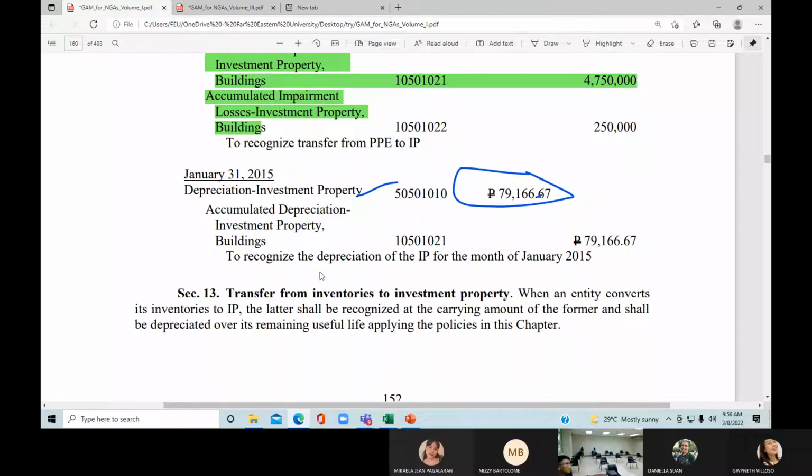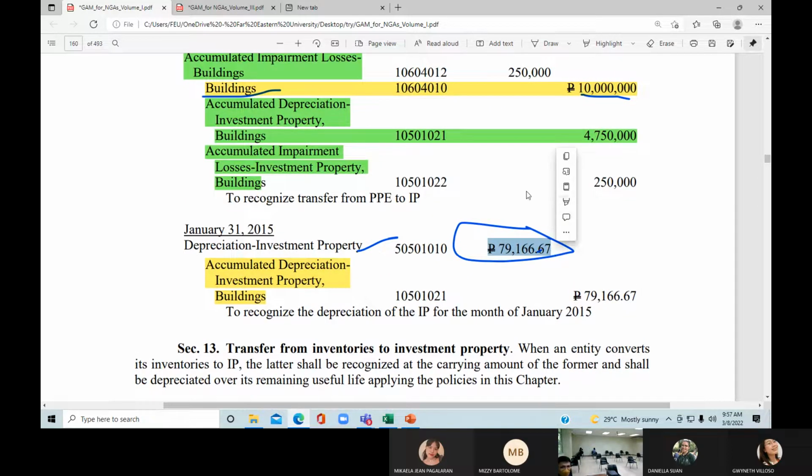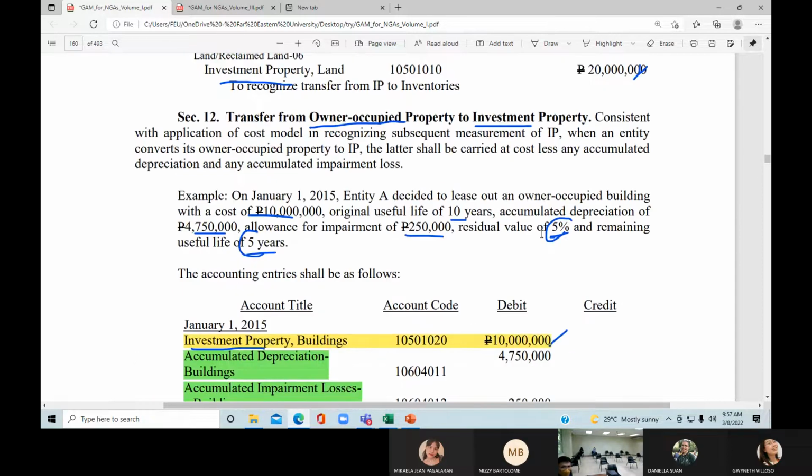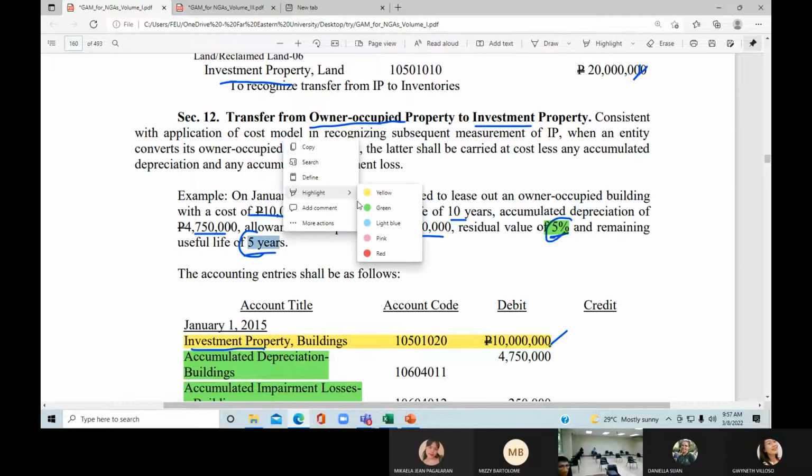Then yung depreciation, dito na sa investment property account. Okay. Yung amounts dito, no, solve mo na lang on your own. Ayun naman yung details ng problem. 5% residual value and 5 years remaining useful life.